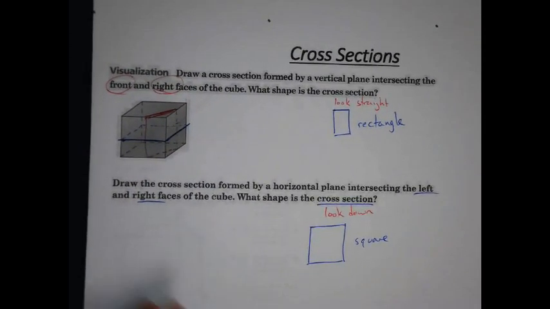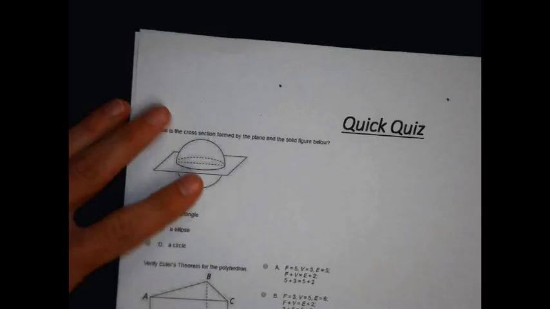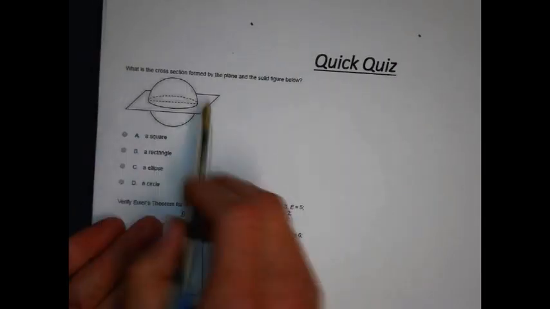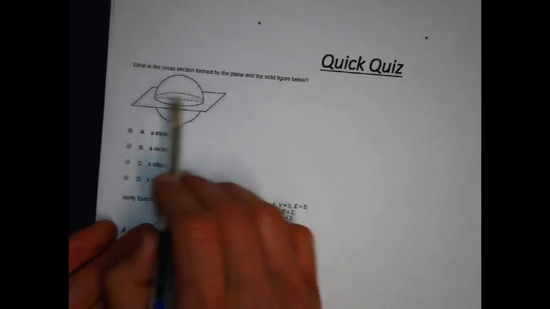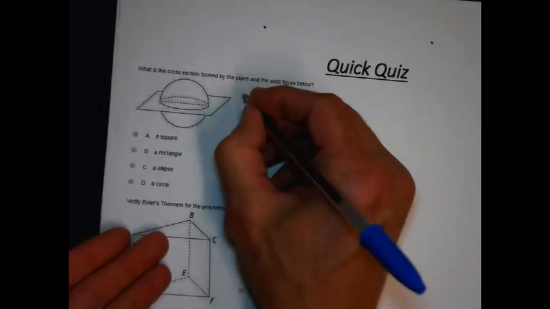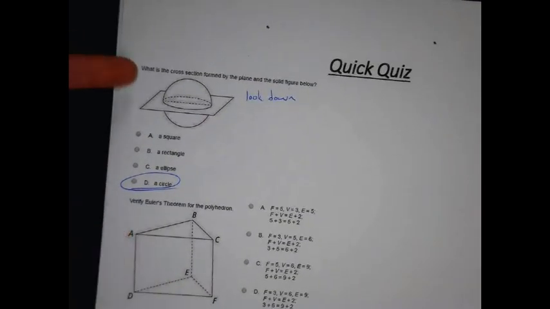So we're visualizing. That's the key. All right, let's do a quick little quiz, and we'll wrap this unit up. So here's an example of what we might see on standardized tests. Anyway, you know how I feel about them. Here we have a diagram. What's the cross-section formed by the plane and the solid figure below? Hopefully you can see there's a horizontal plane, and so we'll be looking down. And when we look down, what would we see in this particular example? We would see a circle. You have to be able to visualize that. Don't get fooled by the fact that it's 2 dimensions.